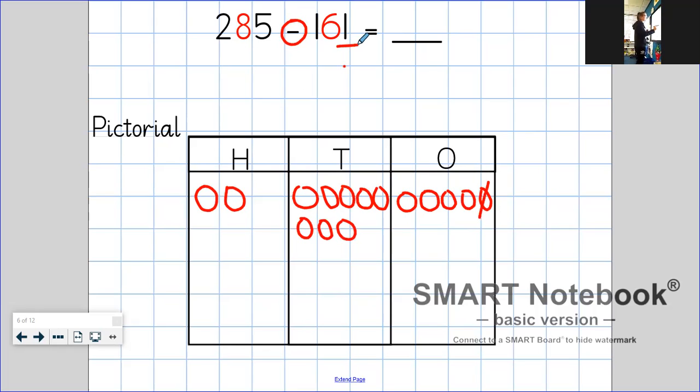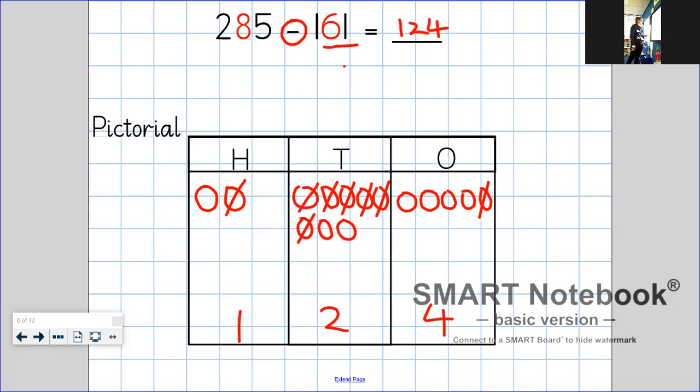I'm taking away 6 tens. 1, 2, 3, 4, 5, 6. I'm taking away 100. So now I've got 100, 2 tens, and 4 ones left. 124. Okay, so I've managed to solve it that way.